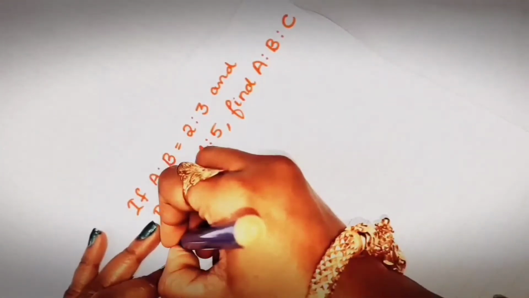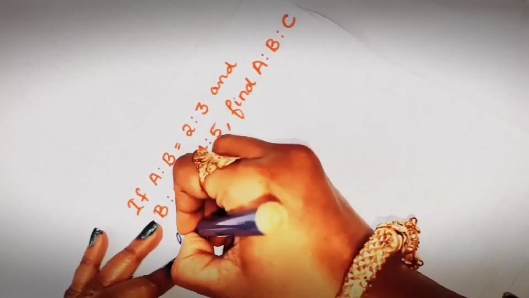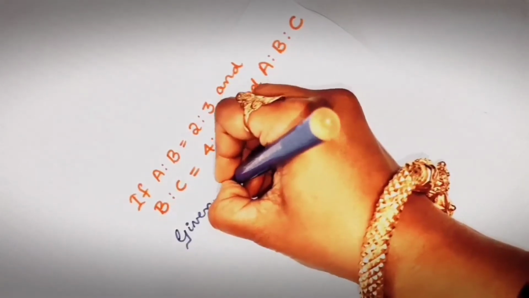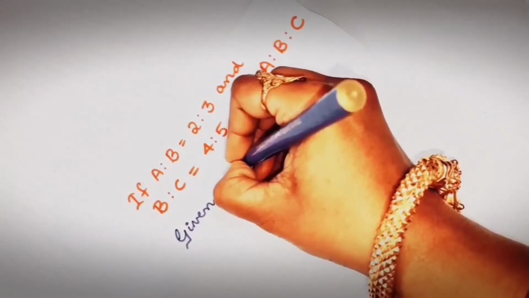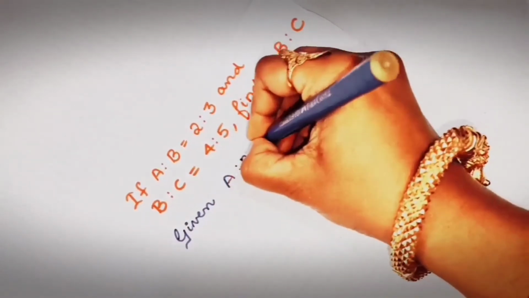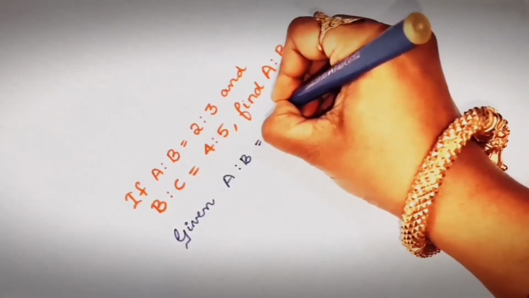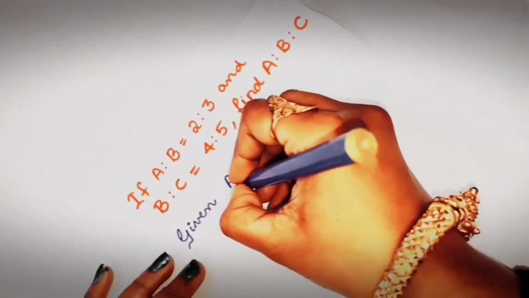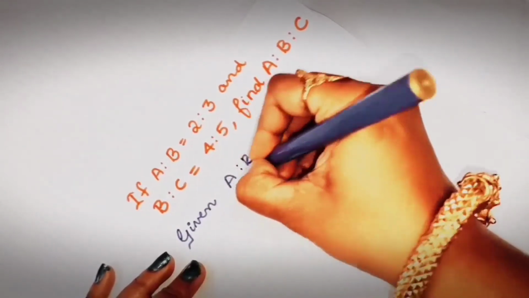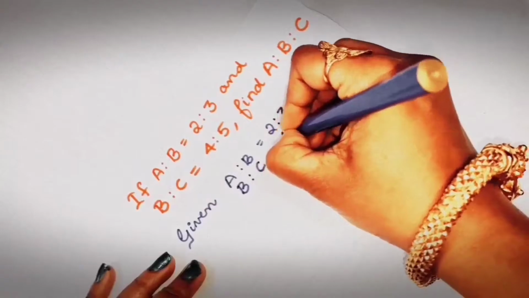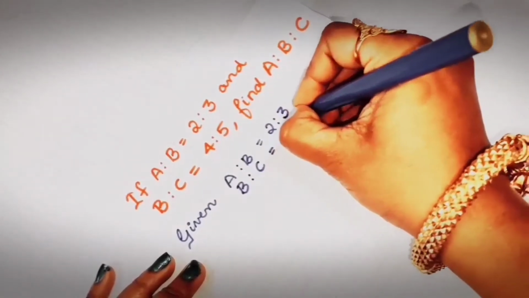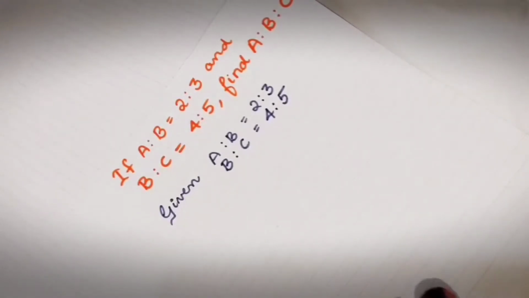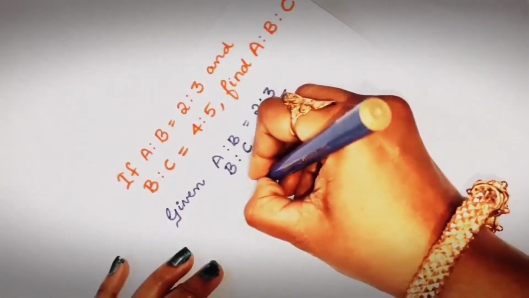So now let us write what is given in the question. We are given the values of A is to B as well as B is to C. So we write, given A is to B is equal to 2 is to 3 and B is to C is equal to 4 is to 5. Now let us solve the problem.